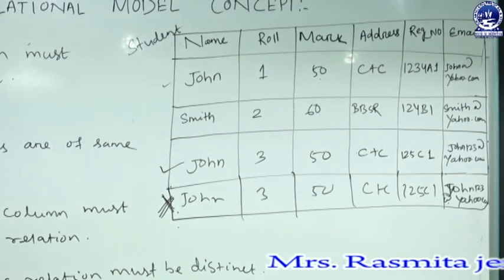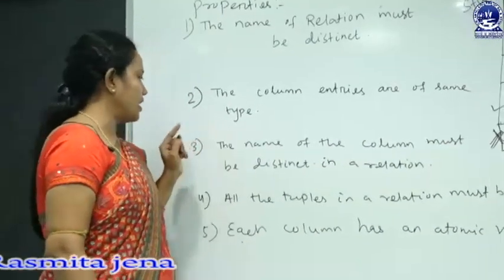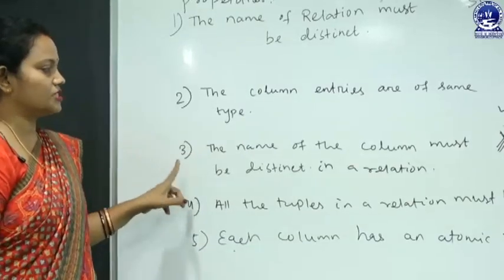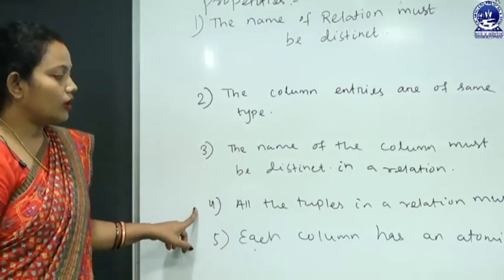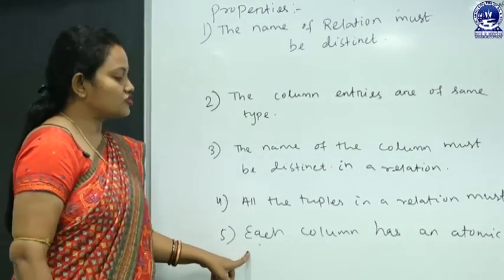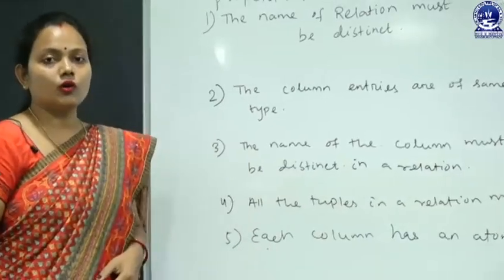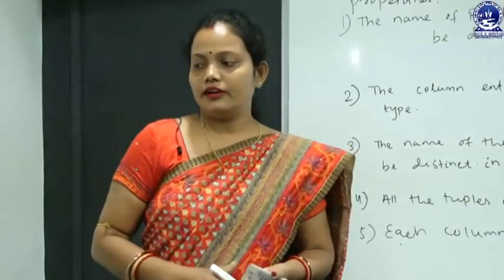The name of the relation must be distinct. Second, the column entries are of the same type. Third, the name of the column must be distinct in a relation. Fourth, all the tuples in a relation must be distinct. And the last, each column has atomic values. Then next we will know what is a view table, right.